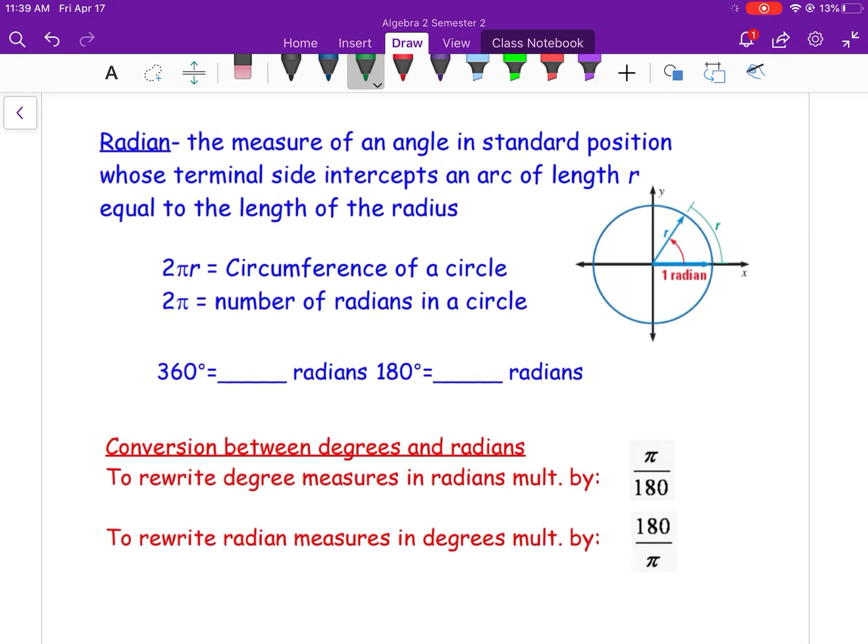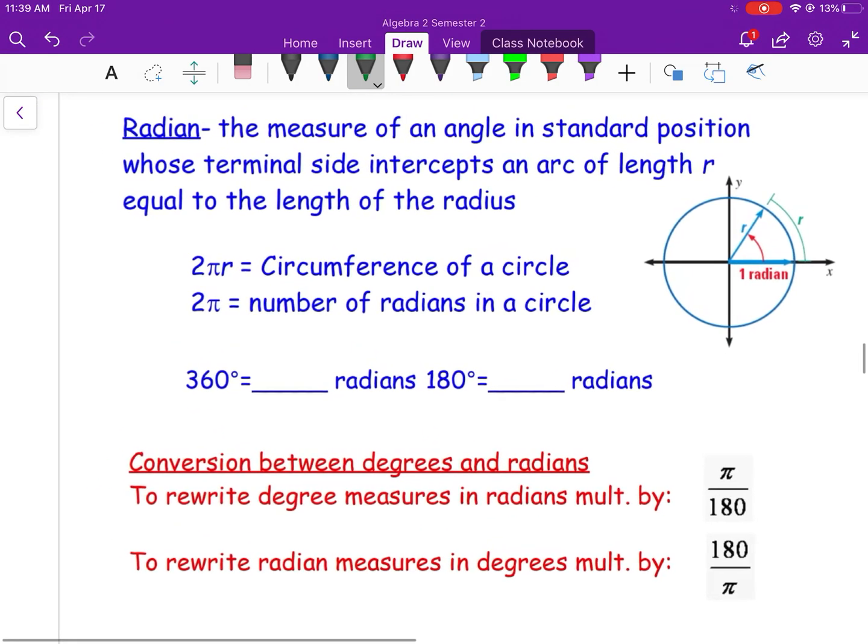All right, now radians. A radian is another way to measure angles. It's the measure of an angle in standard position whose terminal side intercepts an arc of length r equal to the length of the radius. I'm not too worried about you understanding that, but in a full circle there are 2 pi radians. Since a full rotation in degrees is 360, we have a conversion factor here. 360 degrees is equal to 2 pi radians.